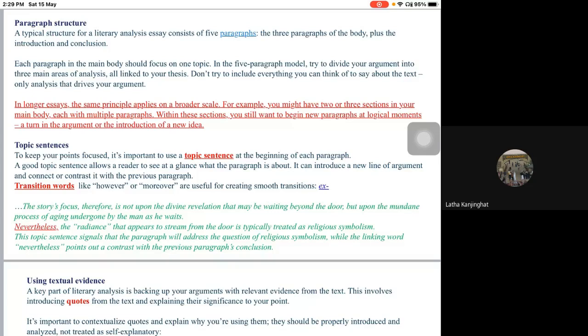However, it's always good to use a transition word because that will help the essay to flow more smoothly. From point to point, it will help in the flow of the essay. So keep in mind, use transition words.